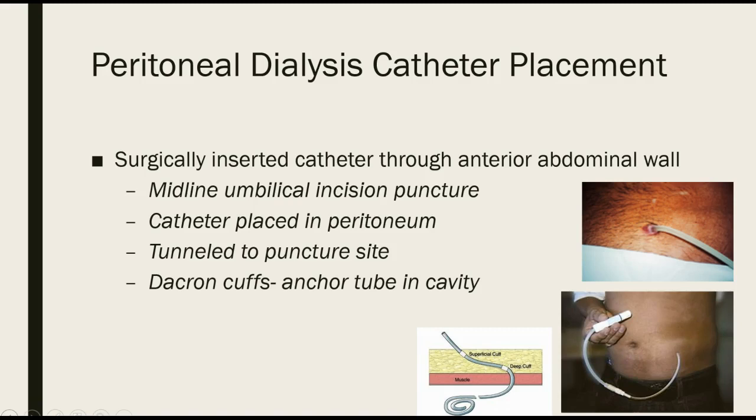They do have to place a catheter. They will surgically insert the catheter through the anterior abdominal wall near the umbilicus. So it's a midline umbilical incision, and they'll feed the catheter through into the peritoneum, a tunneled type of deal to the puncture sites. There are these things called Dacron cuffs that anchor that tube into place and keep it from migrating. They also help to prevent bacteria from traveling down that tube, so they have a dual purpose.